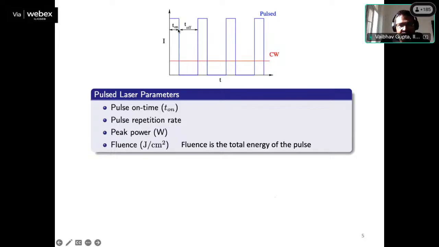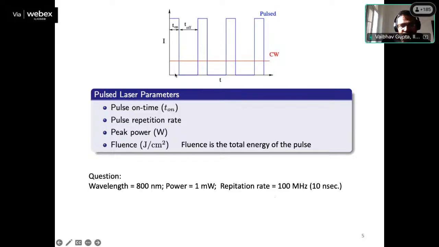So there is something called on time. Then the repetition rate, meaning after this much of time length, the signal comes again, and then you can convert it in terms of frequency. Then fluence is the total number of or total power which is in one particular pulse, that is called the fluence. So let's now take a question.